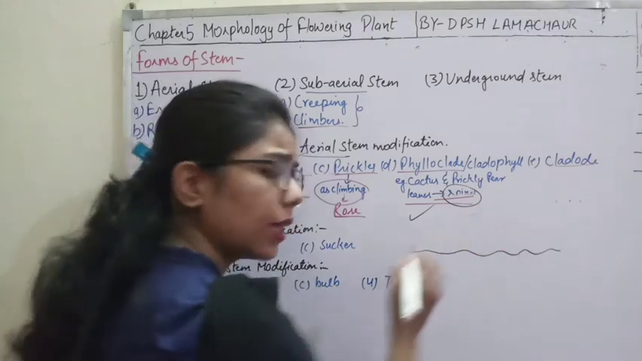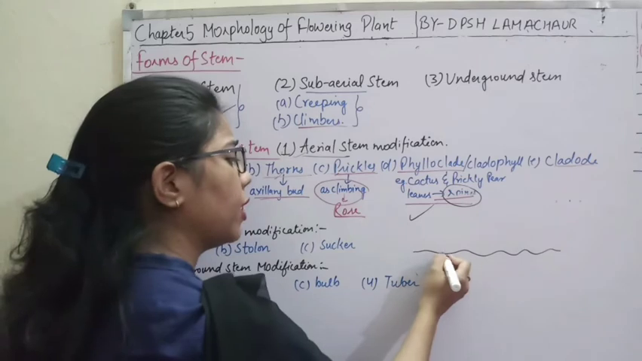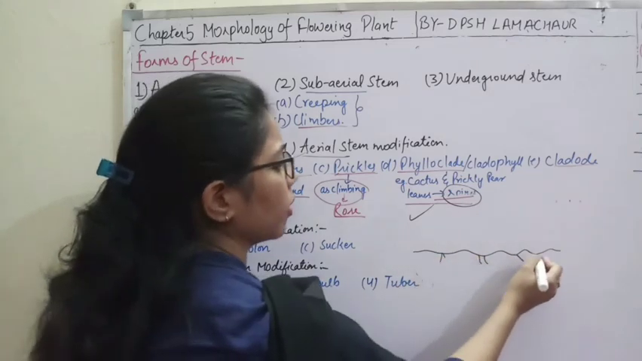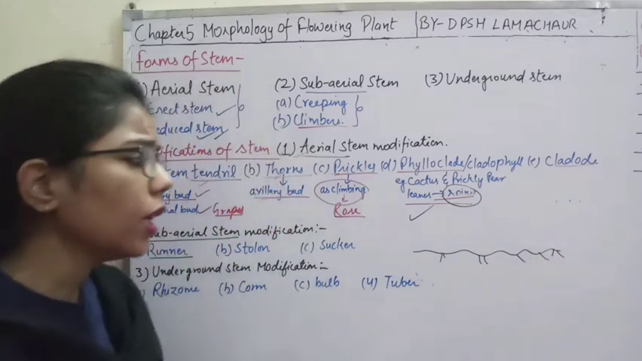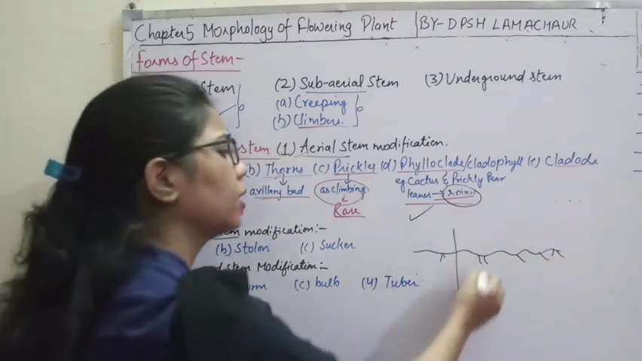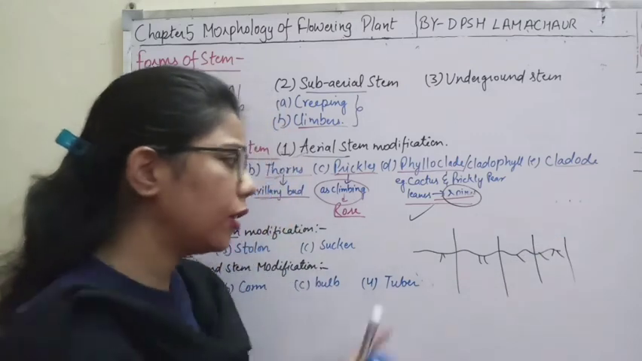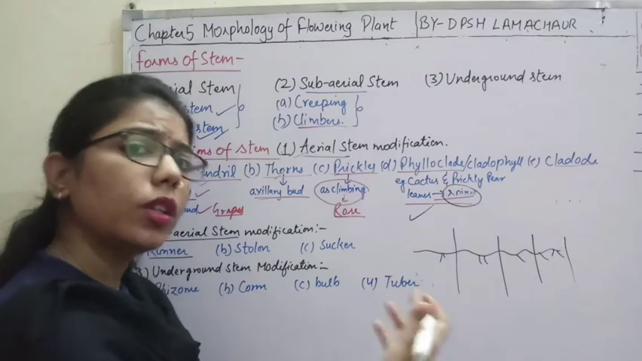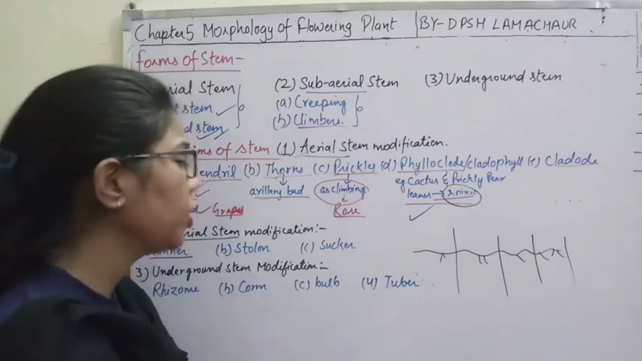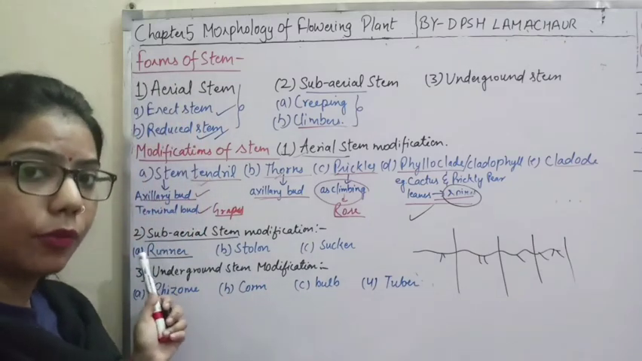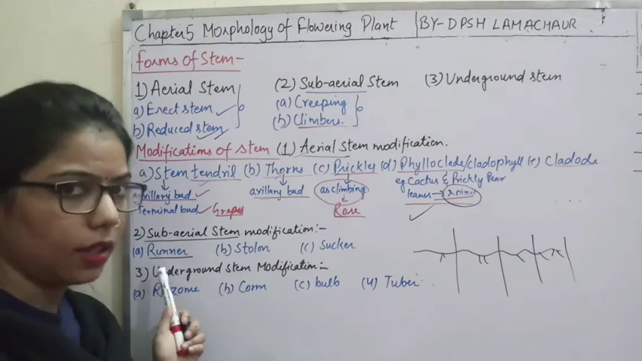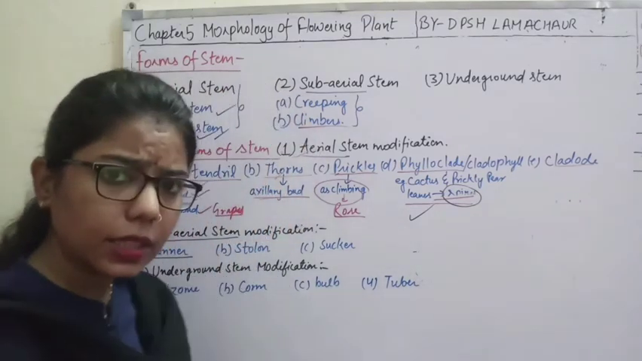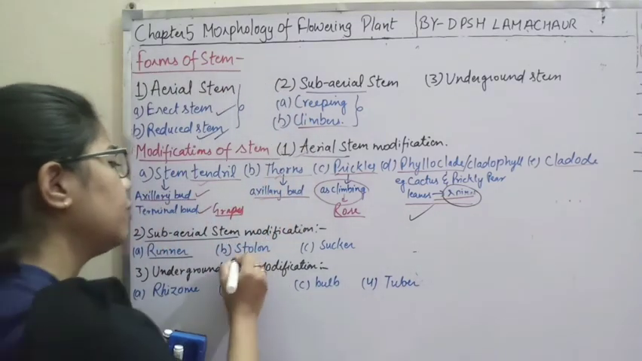The whole stem has proper nodes and internodes, and at every node you can see roots coming out, isn't it? So when you cut it, or whenever it detaches from the mother plant, each piece is able to give rise to a new plant, a new individual. So we can say this form of modification is the runner. Clear? And it is present in grasses.